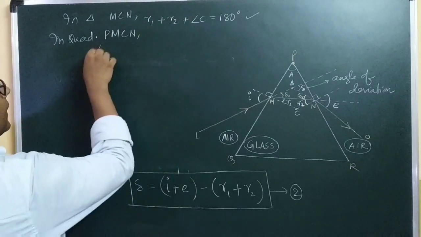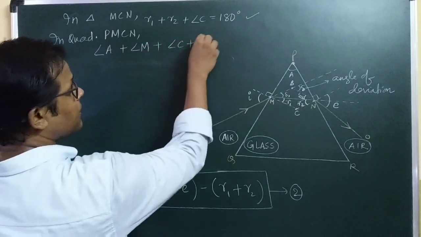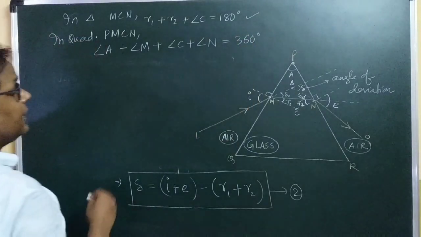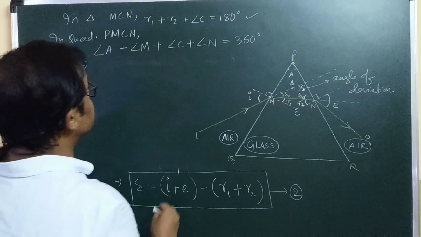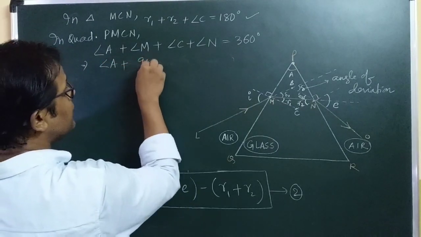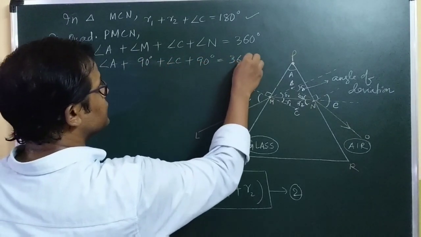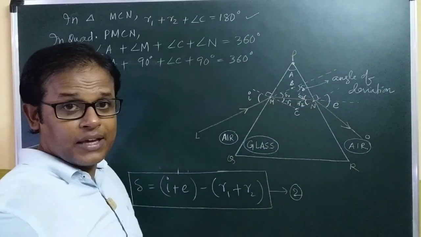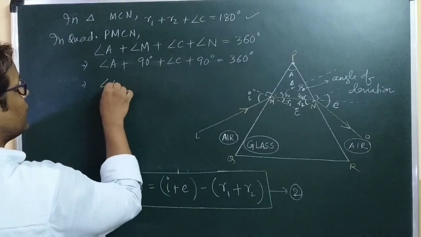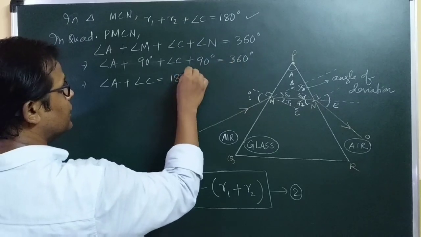We can write the angle of the prism plus angle M plus angle C plus angle N should be equal to 360 degrees. So from here, I easily find out that this is your angle A, this is your 90 degrees, this is your angle C, this is another 90 degrees. Please check it out. M and N make an angle of 90 degrees because there is a normal connected with the surface. So hence we find an expression: angle A plus C is equal to 360 minus 180. We are left with 180.